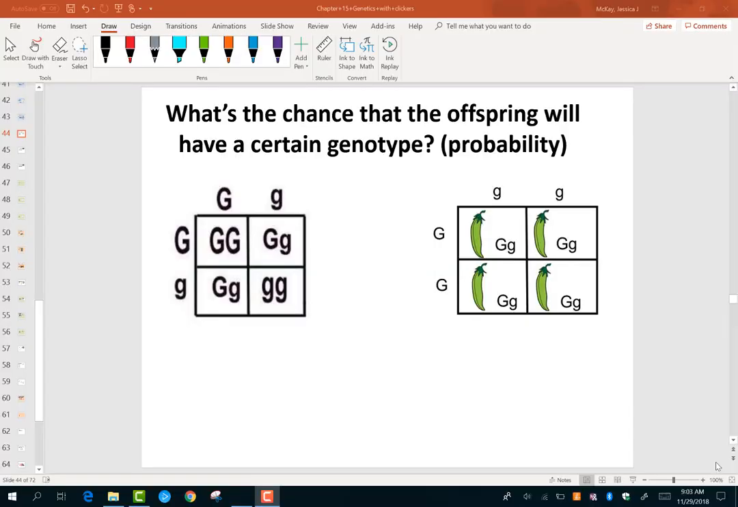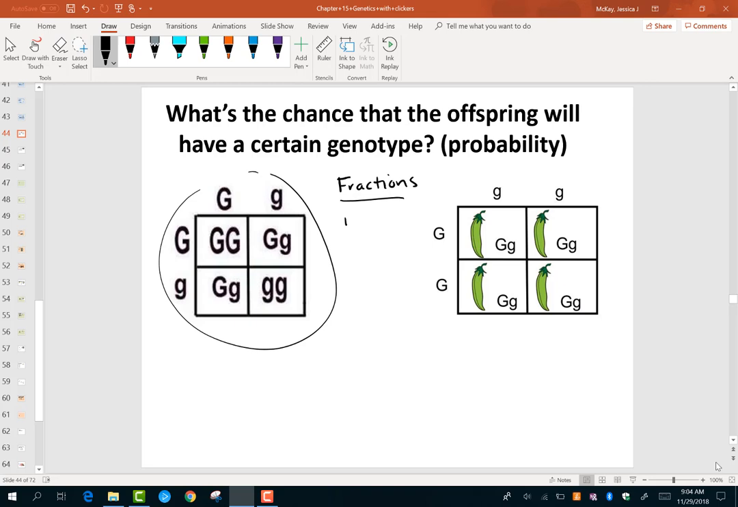Okay, so we're going to talk about probability. And when you're looking at calculating probability from Punnett squares, the first thing I want you to know is that we're going to keep things in fractions. Okay, so we briefly went over this in class. Let's look. This one's a better one.